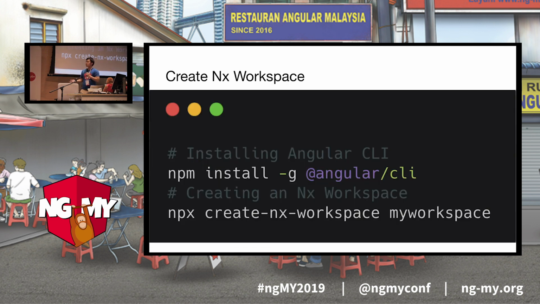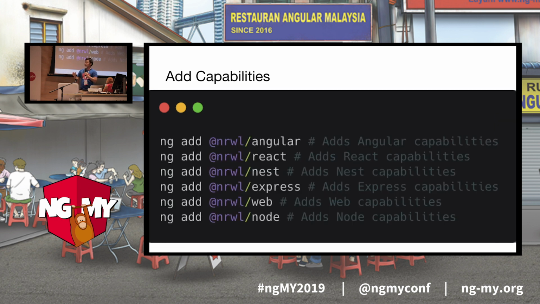To create an Nx workspace, please make sure that you install the Angular CLI globally and then use the command npx create-nx-workspace. Unlike the Angular CLI, Nx starts blank. So we have to add the capability in order to generate the Angular app and so on with other technologies. So we have to specify the command ng add @nrwl/angular and so on.